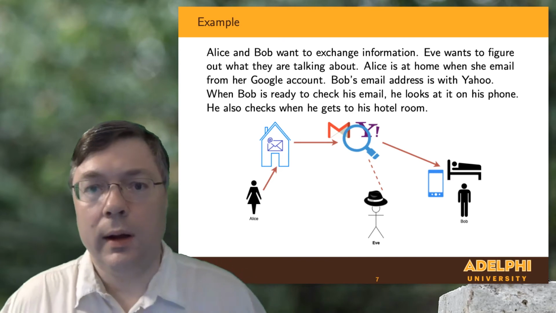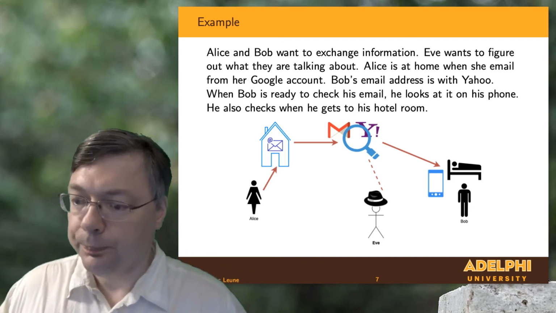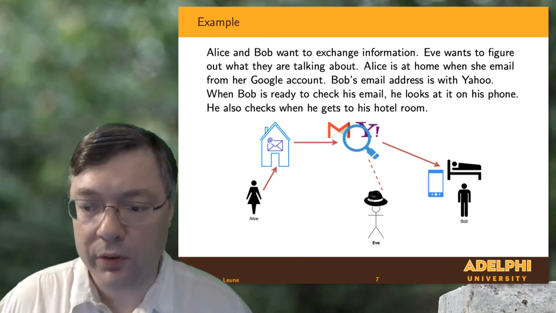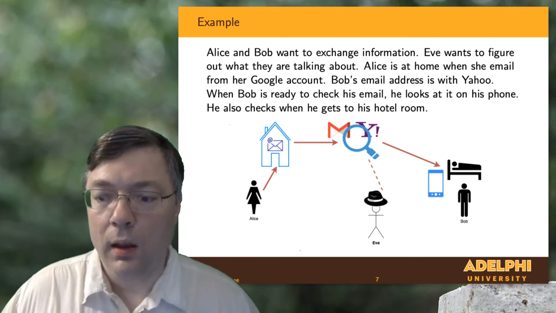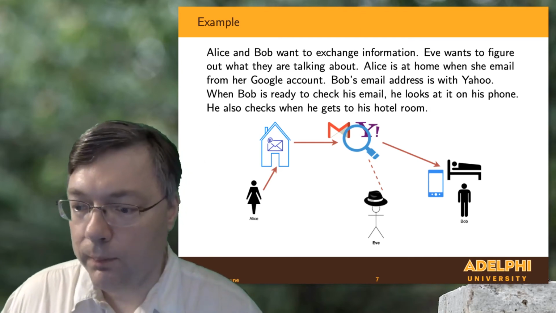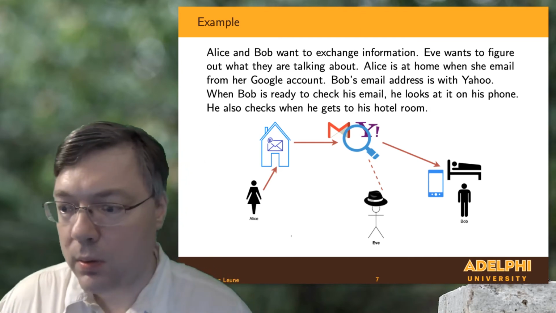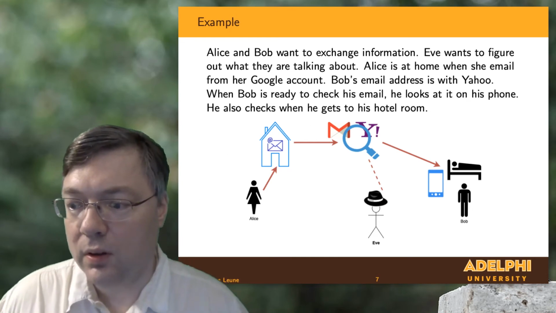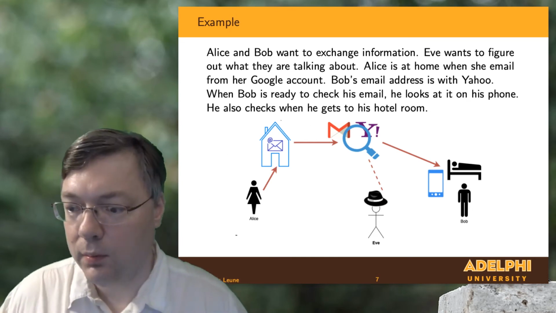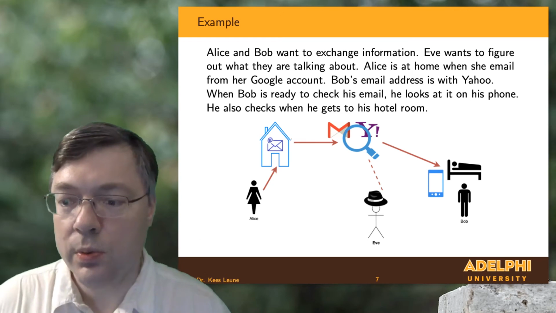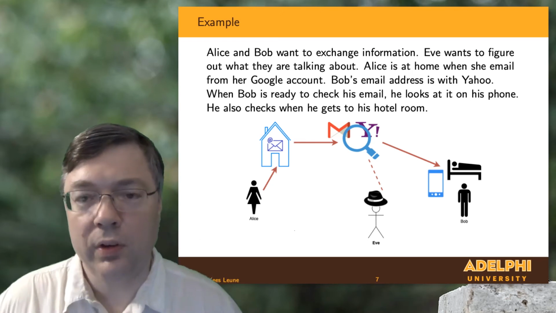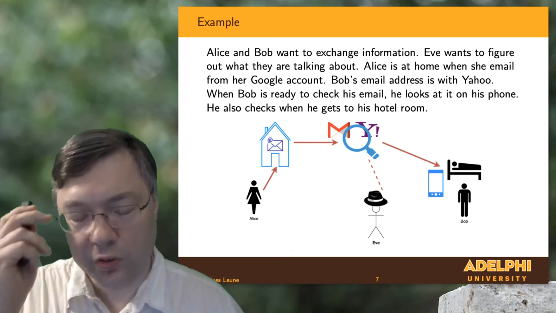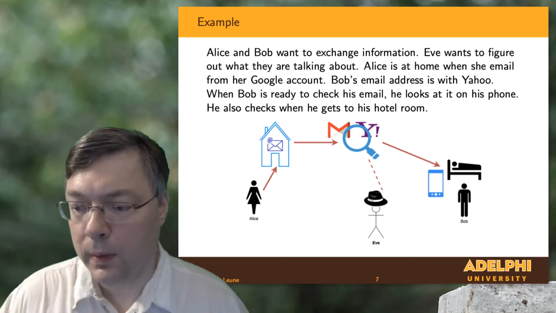So let's take a look at a model here. Alice and Bob want to exchange information. Eve wants to figure out what they're talking about. Now Alice is at home when she sends email from her Google account. Bob's email address is with Yahoo, and when he checks his email, he looks at it on his phone, but he also checks it when he gets to a hotel room.